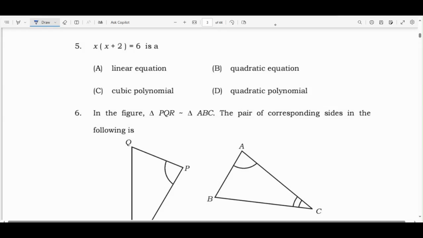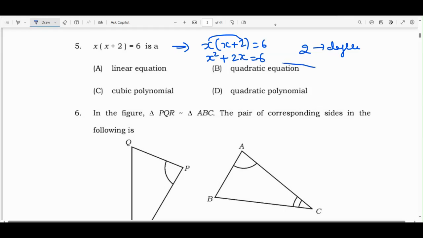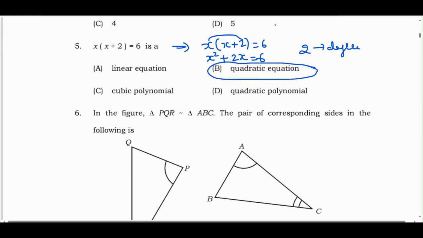Then question number 5: x into x plus 2 equals 6 is what type of equation? We have to simplify this to get the equation. So x into x plus 2 equals 6. If you multiply it out, x square plus 2x equals 6. The highest power of the variable is 2; the highest degree is 2. If the degree is 2, it is a quadratic equation.